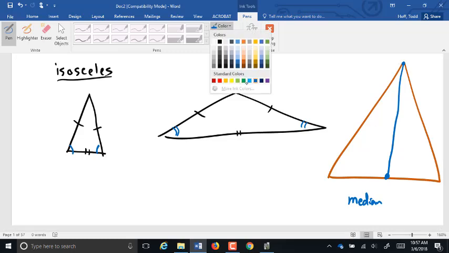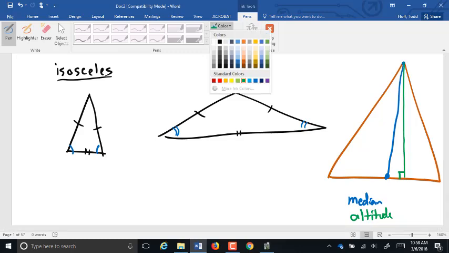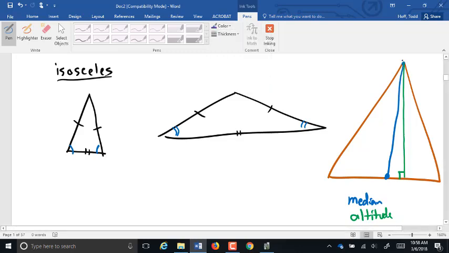Next thing I'm going to do is something called an altitude. If I go from a vertex to the opposite side at a right angle, that's called an altitude. And the final thing I'm going to create is called an angle bisector. What that does is it cuts this angle into two equal angles.